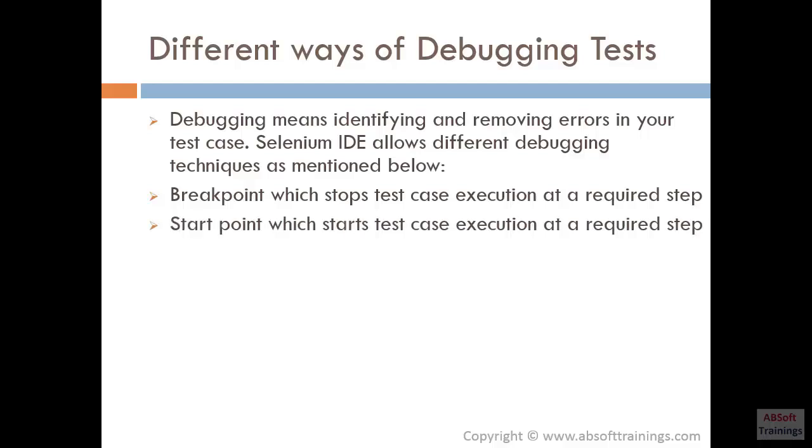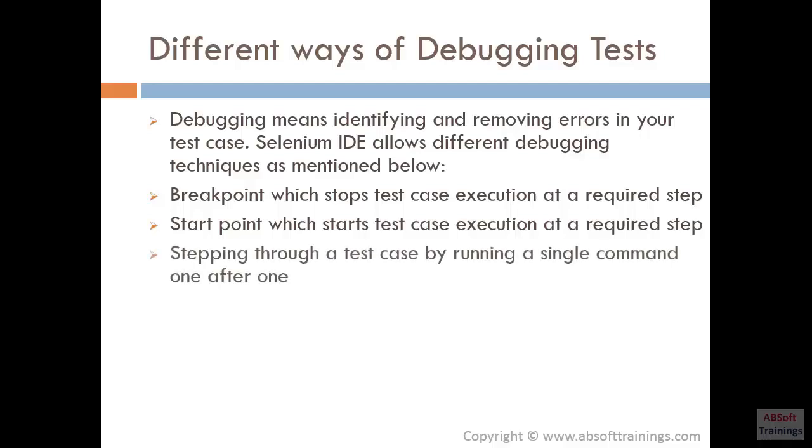The next one is start point. You can set a start point at a particular place and start the test execution from there. It's a kind of time saving. Next we have stepping through the test case. It's a great way. You can run step by step and see what's happening. Initially when you are building the test case, this is going to be really useful. You can run step by step, and if it all looks good, you can approve the test and add it to your test suite.